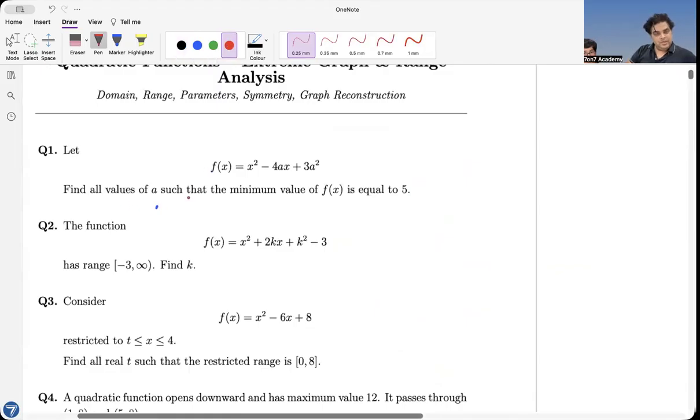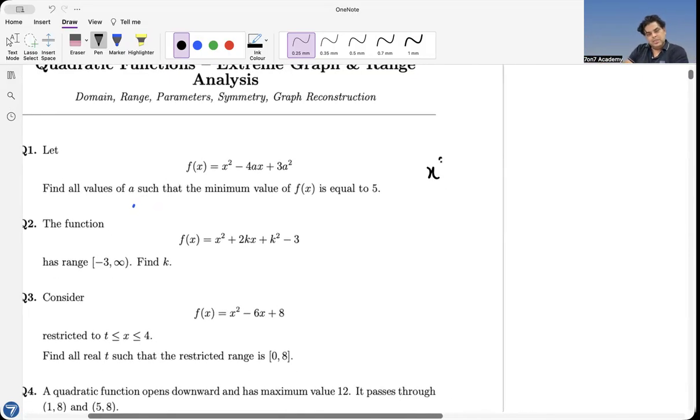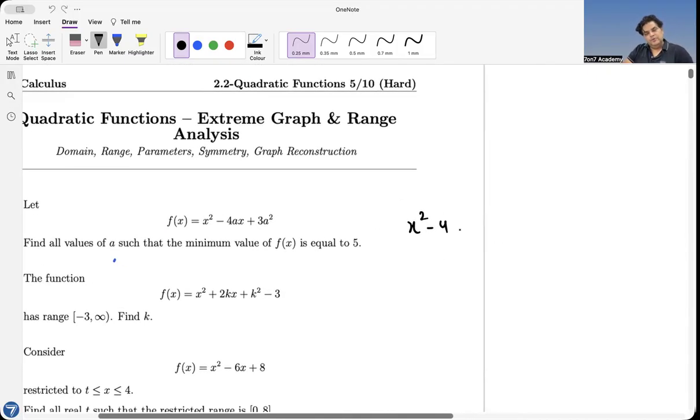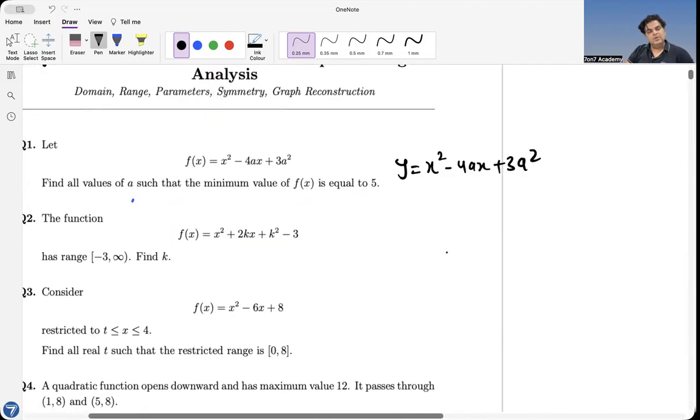Find the values of a such that the minimum value of f of x is 5. That means upward parabola. Wait a minute, let's do this very well. Find the value of a such that the minimum value of f of x is 5. See, if I write this as x square minus 4ax plus 3a square, this is my y.